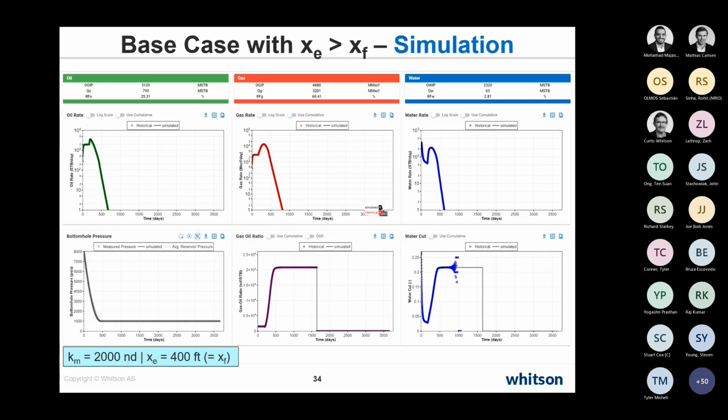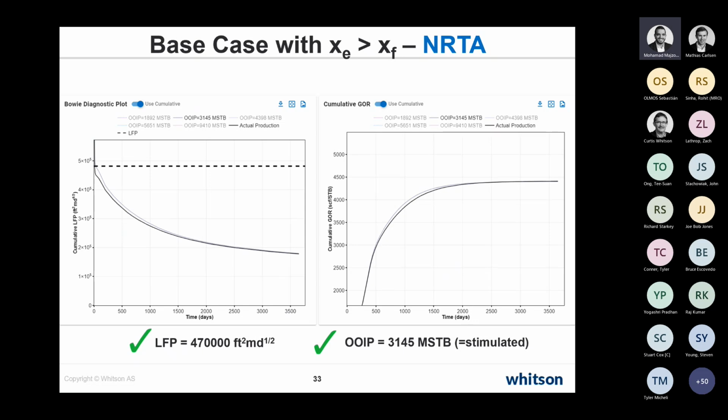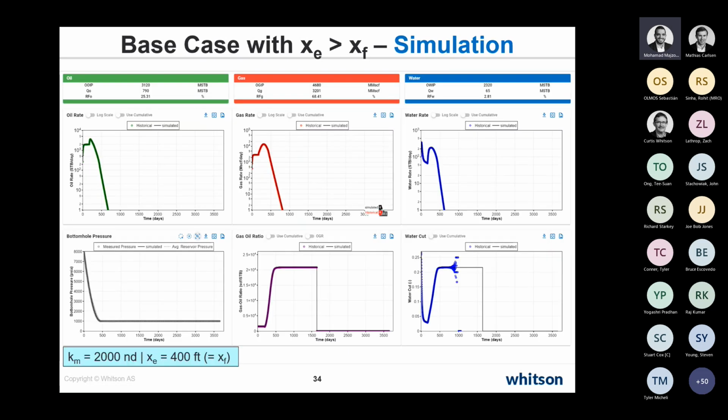Okay, good. So this is showing that if you are in that 200 nanodarcy range, then the workflows that we're using should be fairly okay at giving you the stimulated volume, at least give you the correct LFP, and that should be actually all you need for modeling these wells, because there's no impact of the volume beyond the frac tip.